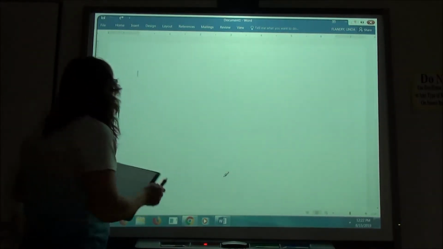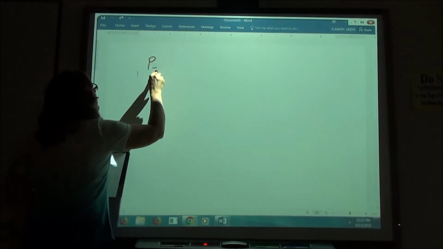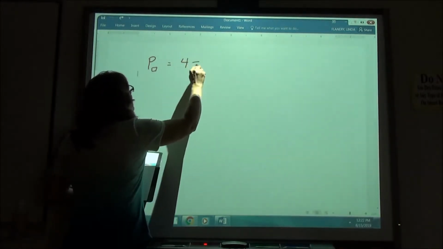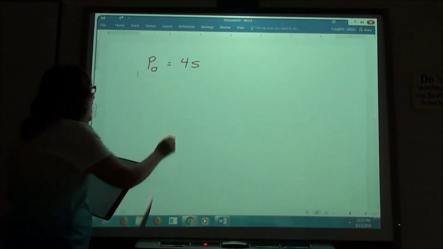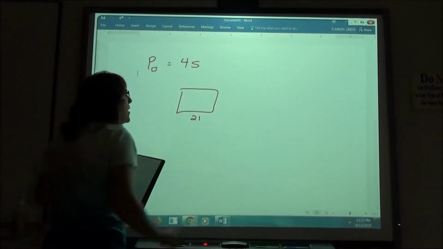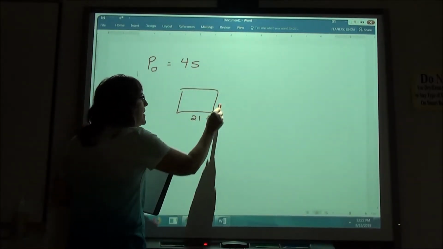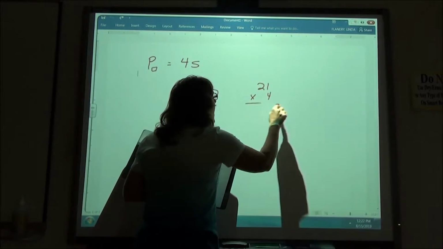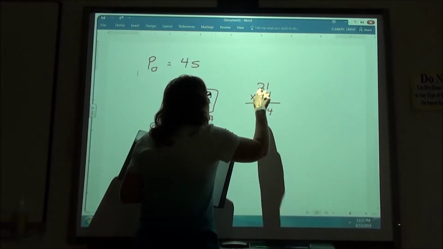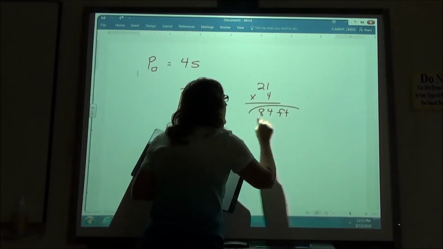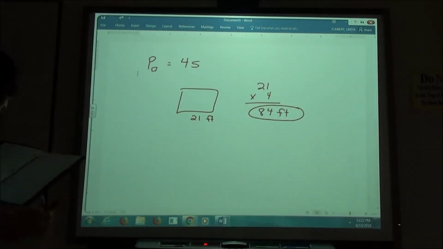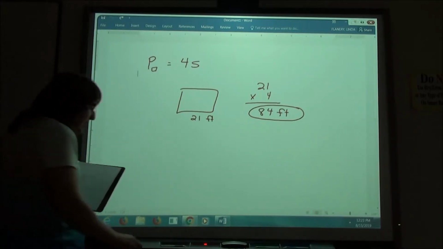So if I'm doing the perimeter of a square, I'm going to use P for perimeter. Since my square sides are all the same, I'm going to take 4 times the length of the side. If I have my square and my side is 21 feet, that means this side's 21, this side's 21, this side's 21. So I would do 21 times the 4 sides. 4 times 1 is 4. 4 times 2 is 8. And then, of course, I have to put my label. Whenever I do perimeter, it's just in the same units as whatever the side is in. So since the side is in feet, my perimeter is in feet. So perimeter of a square, you take 4 times the length of the side.